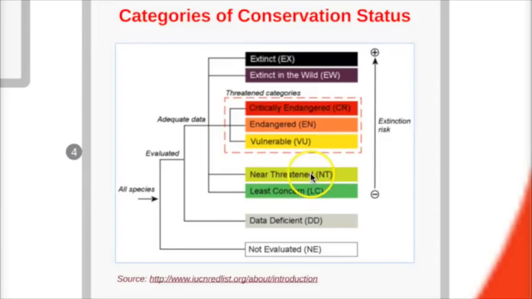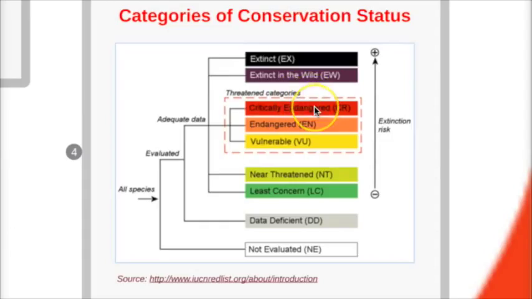For the next level, it's called near threatened. Within this category, it means that the species has a relatively higher extinction risk compared with least concern. And if the situation gets worse, then that species can go into the threatened categories.